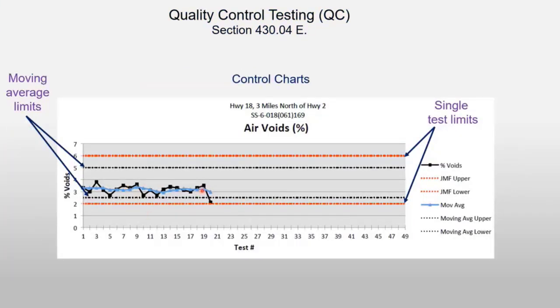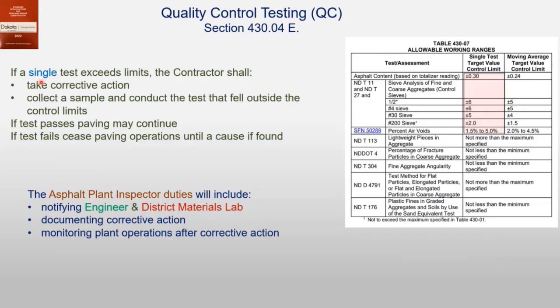By the way, the moving tests, when they start to trend out, they're much more difficult to move back the other way. So you don't really want to wait for those to get out, because you might have 2 or 3 tests after that trying to get into a better range. So you want to be more proactive with these moving average ones. So if a single test exceeds the limits, the contractor shall immediately take corrective action. Once they got their test results out, they're going to want to do some type of corrective action, and then they want to sample and take another test to see how that turned out.